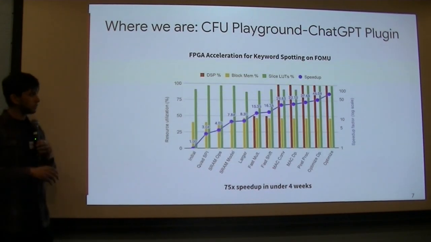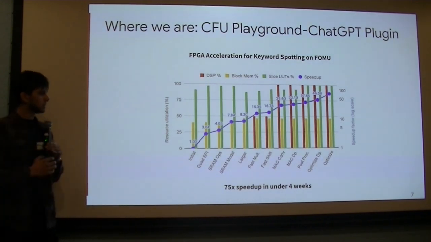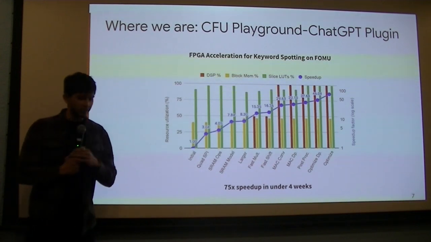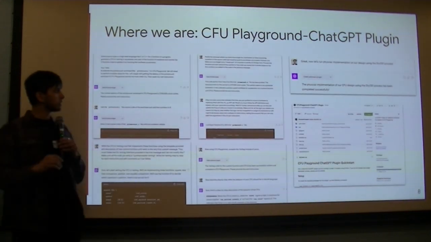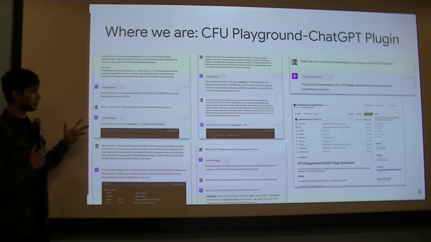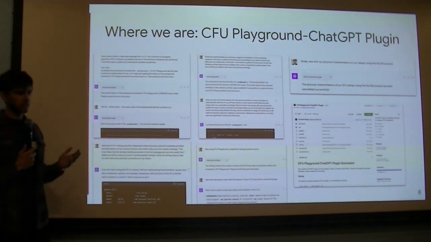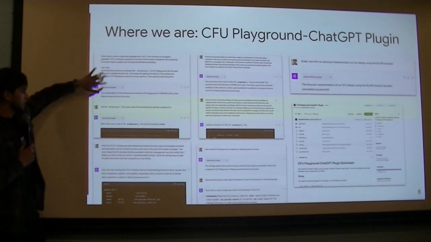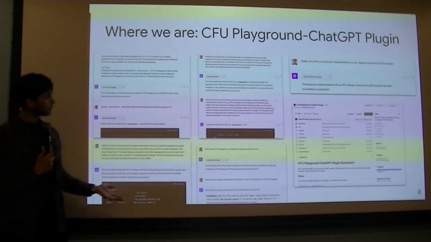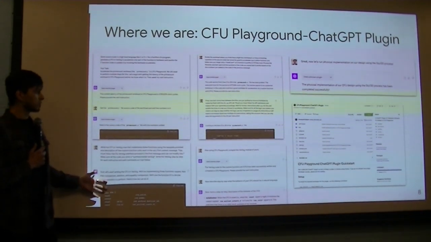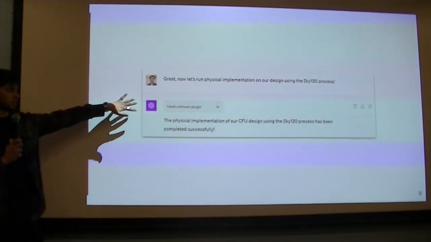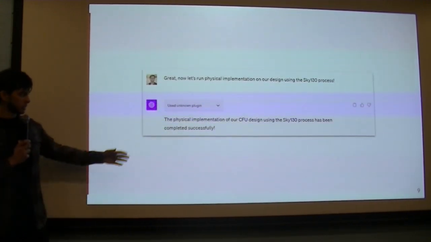Originally, we designed the accelerators manually, and this was an intern at Google who in just 4 weeks got a 75x speed up doing the manual design. But now we've created a plugin for CFU Playground to interface the tool with ChatGPT and try to replicate the same process. Here what you're seeing is a bunch of prompts and ChatGPT following the same design flow of profiling the code, implementing the hardware accelerator, measuring the speed up, and then eventually even running physical implementation, in this case in the Sky 130 process, and successfully doing so.